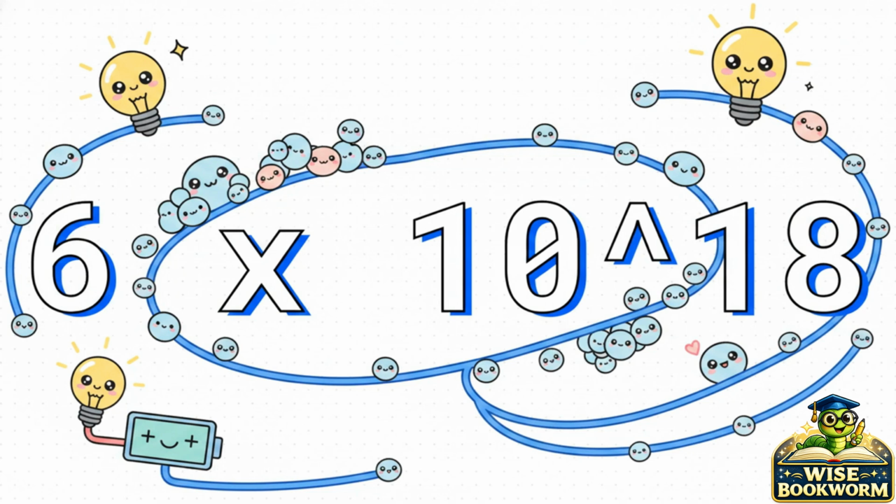6 times 10 to the 18th power. That is roughly 6 quintillion. No, really. When we talk about 1 coulomb of charge flowing through a wire, we are actually talking about nearly 6 quintillion individual electrons moving past a point. When you realize that just a basic, everyday half-ampere light bulb has 3 quintillion electrons rushing through it every single second, the sheer scale of the microscopic world becomes absolutely mind-blowing.